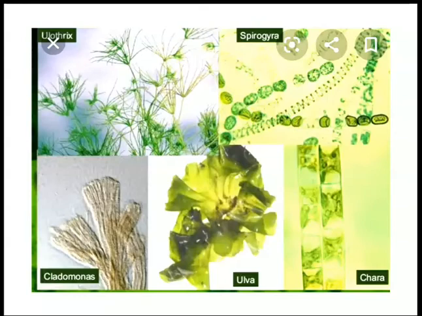Let us see some thallophytes. The names are written on top: Oedogonium, Spirogyra, Chlamydomonas, Ulva, Chara. These are mostly seen under the microscope in the same form. When the school reopens, we'll take you to the lab and show you all these specimens.